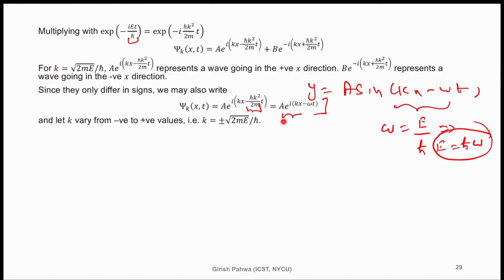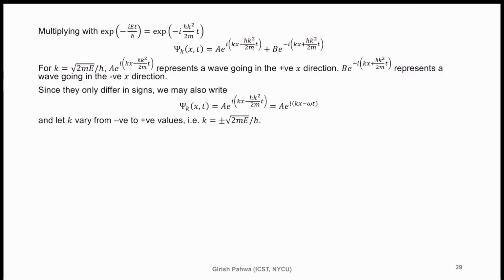Now let's try to see whether this solution makes sense or not. I'm going to evaluate the velocity. So this is a wave equation, A e to the power iota (kx minus omega t), and waves have velocity. What's the velocity of a wave? How do you calculate it? So the wave is like this, and you know, it's moving.